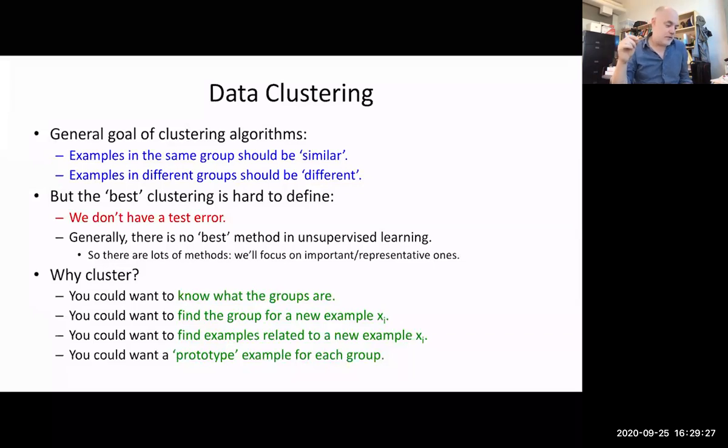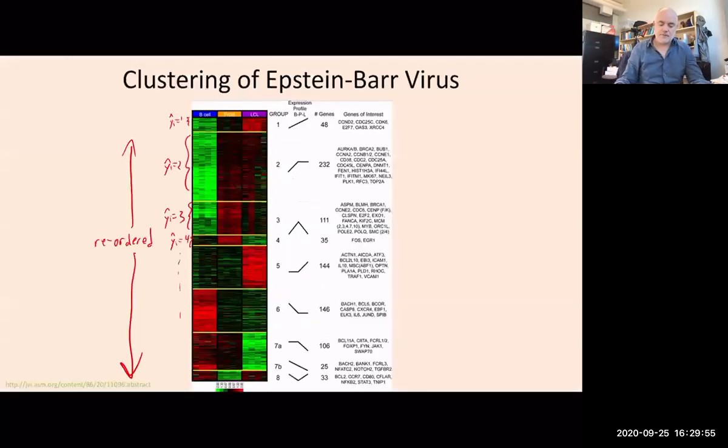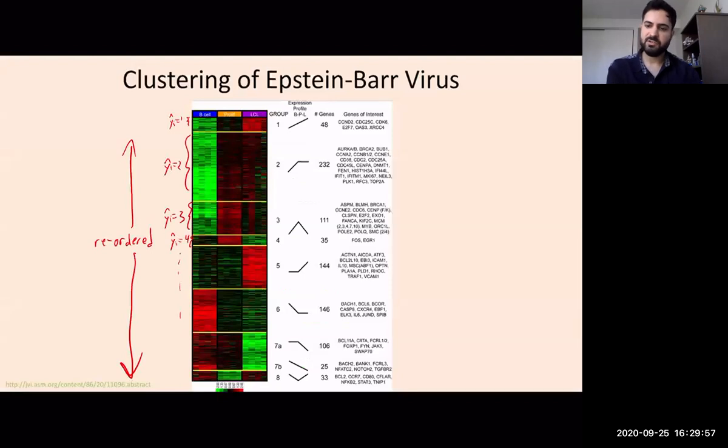If you get a new customer and you see them behaving, you might want to know what group they're in. You might want to say, this person is a creative professional and we're going to target them like a creative professional, right? You might want to find examples related to a new example. In other words, you might want to find other people or users that are similar to that example. Or you might want a prototype example for that group. You might want to identify somebody and say, this is the person, or this is the characteristic of this group of users. In a clustering algorithm, distance is a measure of similarity.